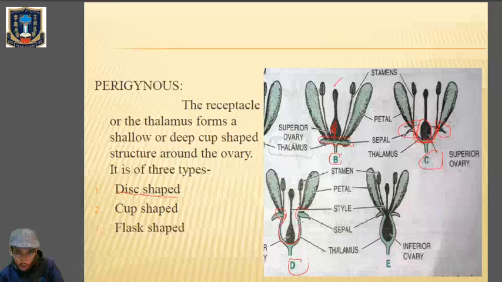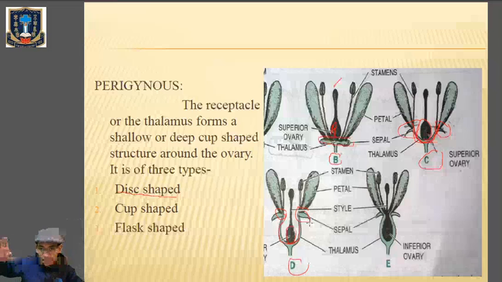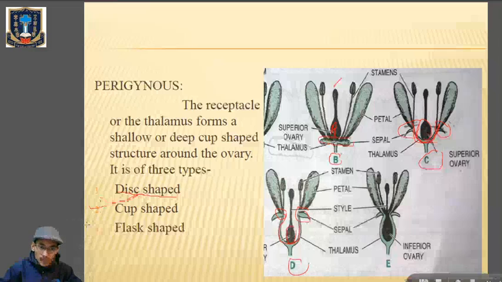Okay, so the remaining parts of the flower we are finding at the mouth of the flask, and at the bottom of the thalamus we are finding the presence of gynoecium or the ovary. This type of flower also has a superior ovary, but since the ovary is present at the bottom of the thalamus and the other four parts at the mouth of the flask, it is also said that the ovary is not superior, but half inferior. You will find this type of structure in the case of plum and peach. Clear? So we have finished the perigynous flower also. We divided it into disc-shaped, cup-shaped, and flask-shaped.